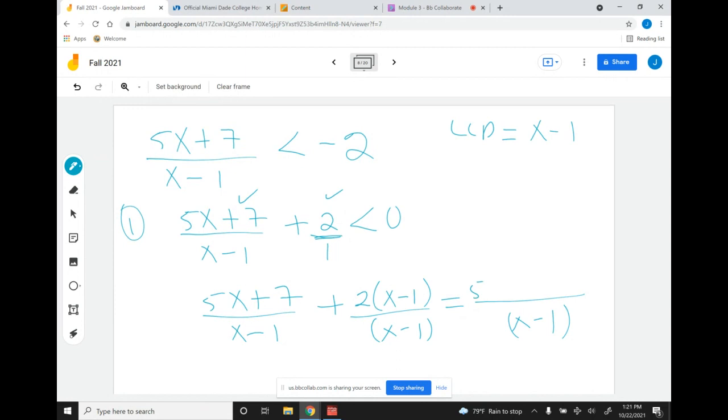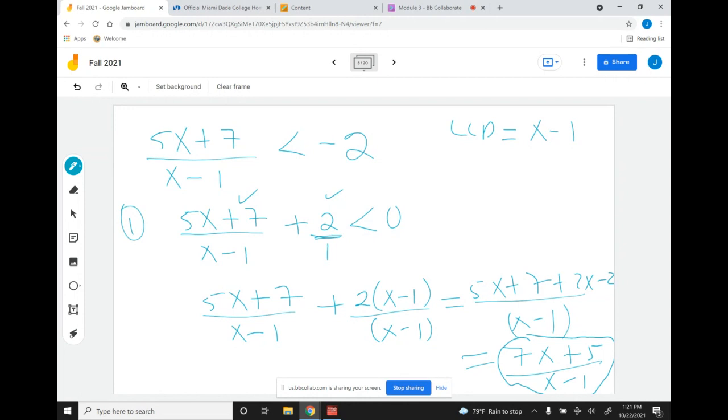So now I'm going to have 5x plus 7 plus 2x minus 2, and I need to combine terms. So this is 7x plus 5 over x minus 1. All of this just to get to that part.